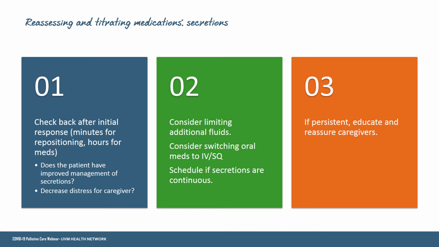Step 3. If persistent, educate and reassure caregivers. You could mention to caregivers that the death rattle is where secretions sit on top of the vocal cords and rattle. A person no longer has the sensation to clear them. You can also offer that they participate in oral care or ask them how they may want to participate in care for their loved one.